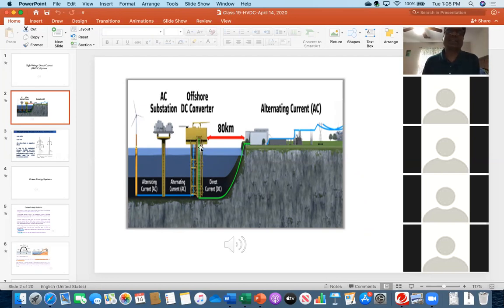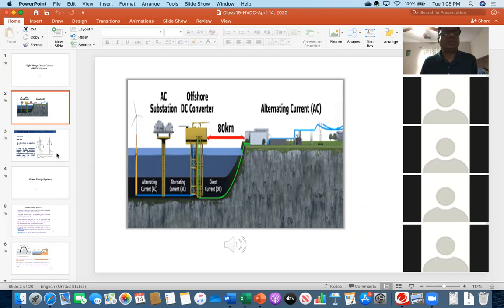Because of the size, right? Yes. And there are some economical and technical benefits. Okay. So therefore, today our main concentration will be this portion, the HVDC portion. And also we will be looking at how power is produced, and what technologies are available to capture wave energy or ocean energy.